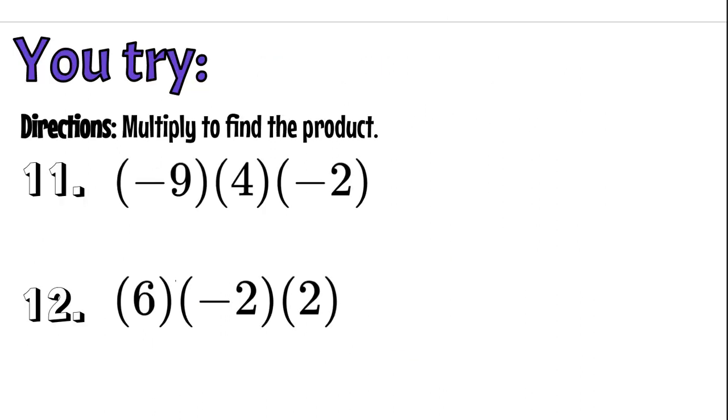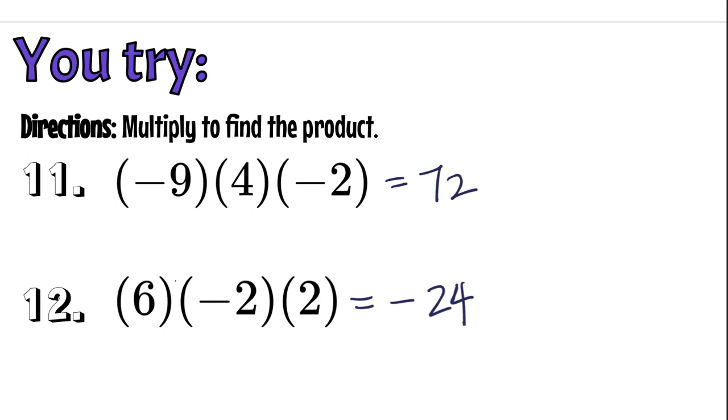Now it's your turn to try. Pause the video and multiply numbers 11 and 12 to find their product. Hopefully you were able to complete those problems on your own. In number 11, we get negative 9 times positive 4 times negative 2 is going to be a positive 72. And number 12, we have positive 6 times negative 2 times positive 2 gives us a negative 24.